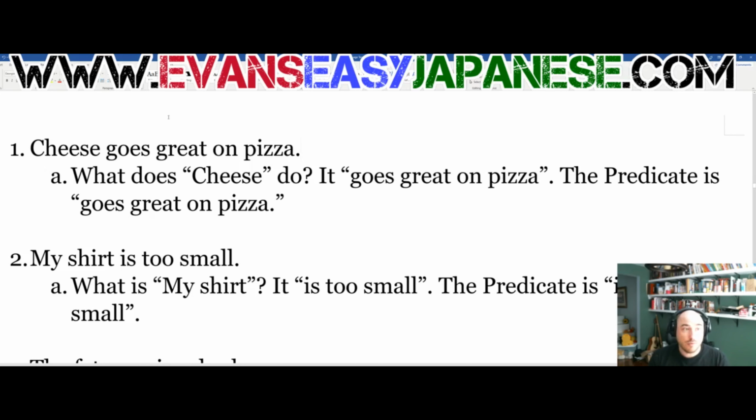Also, we can say cheese does something: cheese goes great on pizza. Everything that isn't the subject is "goes great on pizza." So that's the predicate. What does cheese do? It goes great on pizza. Thus, the predicate is "goes great on pizza." Notice we have a verb: it goes great on pizza. So that's the predicate verb, and everything else is the complete predicate. You might remember that we had a complete subject, and then just that one word was the subject. Well, the predicate verb is "goes," and the rest of it is the predicate. Okay? So everything that isn't the subject.